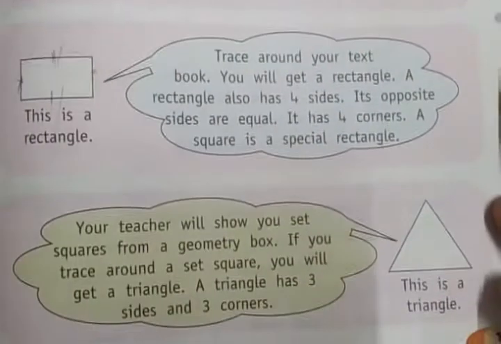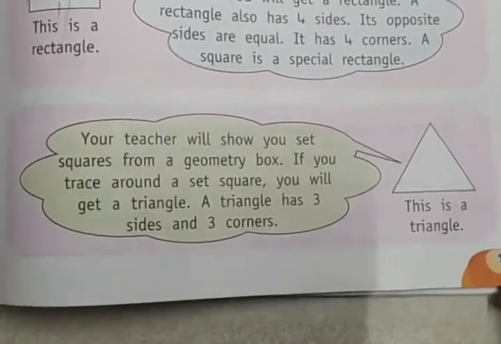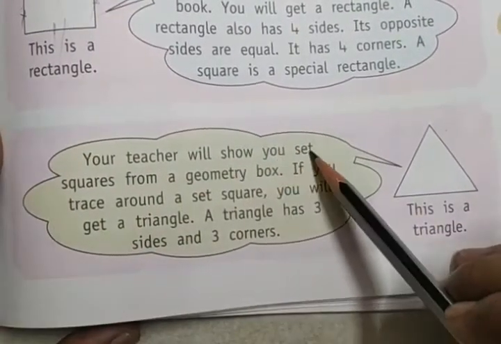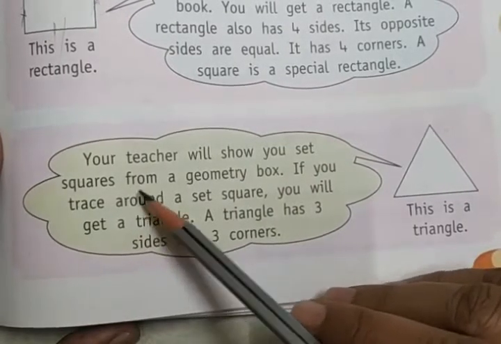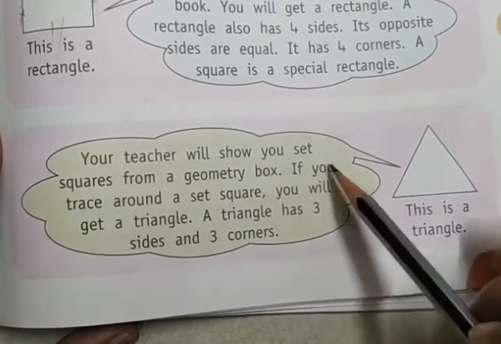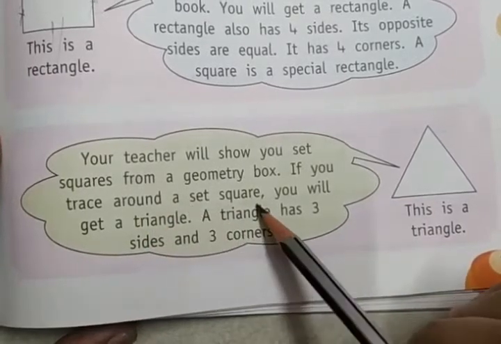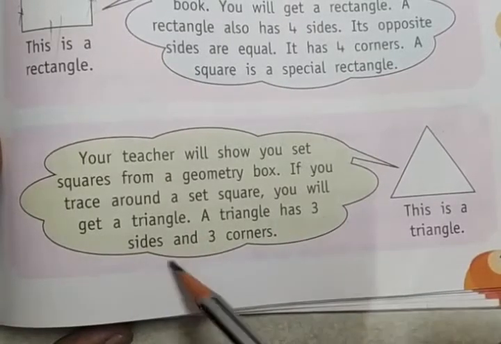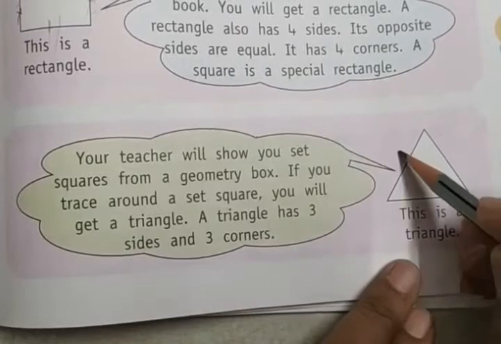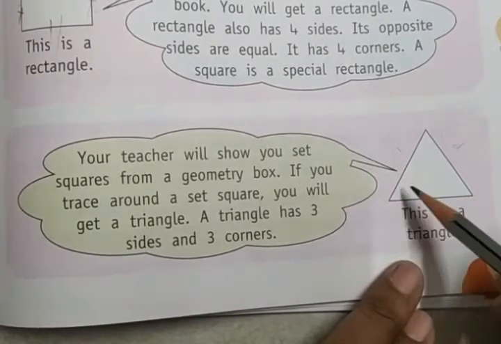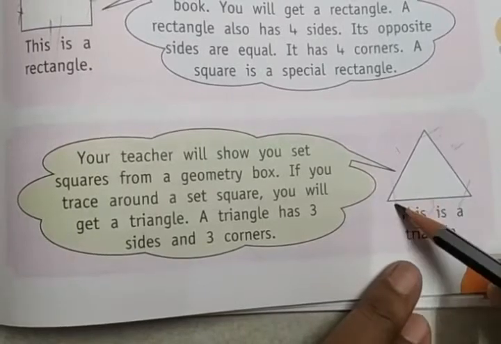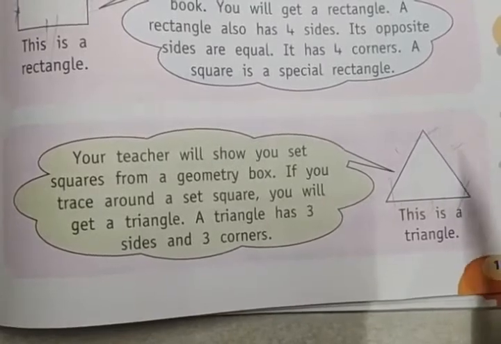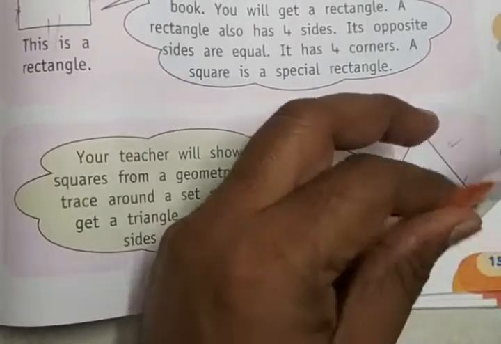Alright. Next we have the triangle. Your teacher will show you a set square from a geometry box. If you trace around a set square, you will get a triangle. A triangle has 3 sides and 3 corners. 1 side, 2 sides, 3 sides. 1 corner, 2 corners, 3 corners. 3 sides, 3 corners. It is called a triangle. Clear?